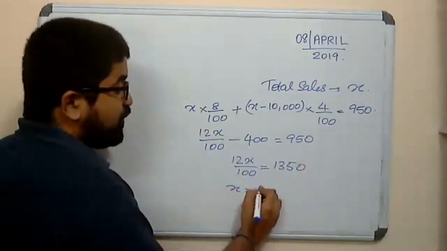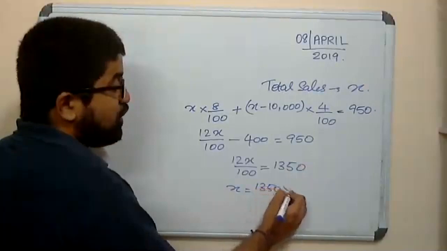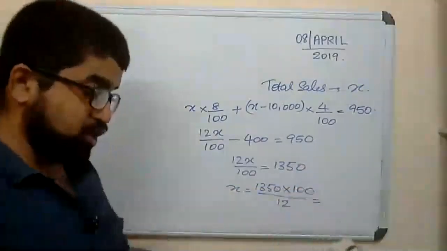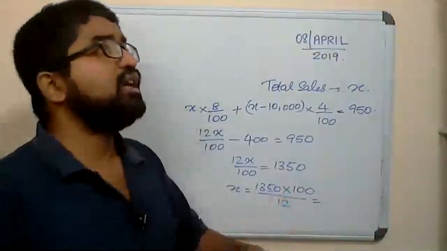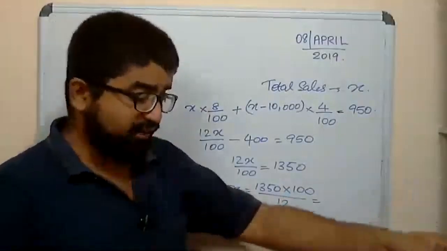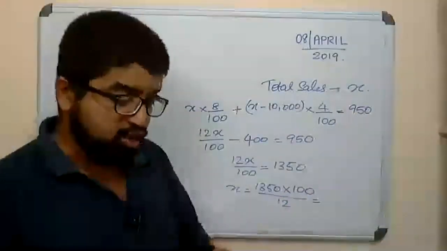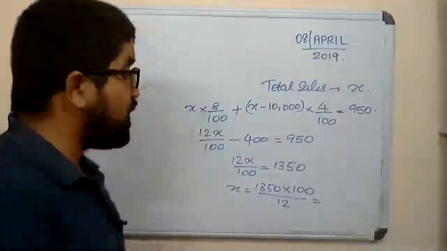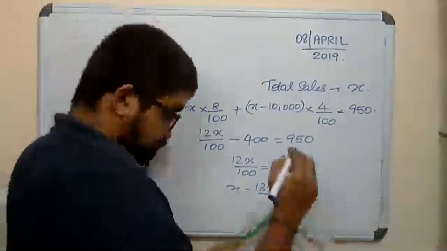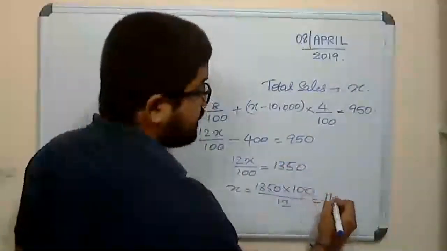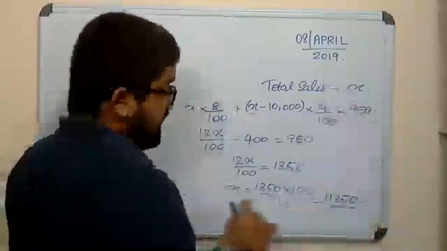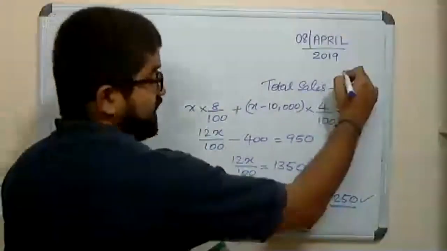Solving which, I will get the value for x as 1350 into 100 upon 12, and if I'm not wrong, it comes to 11,250. That should be the amount that he should be getting. Yes, 1350 into 100 upon 12, that value comes to 11,250. So this is the total amount of this particular sales X, the total sales value.